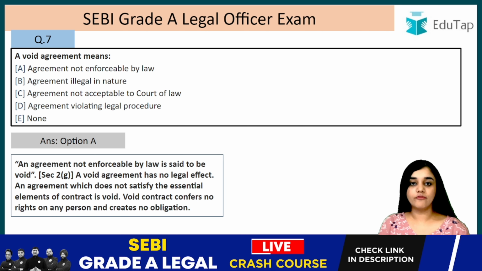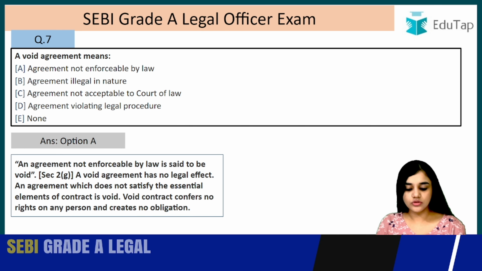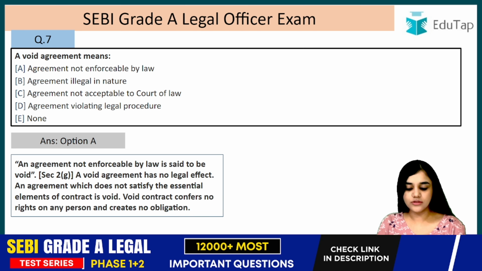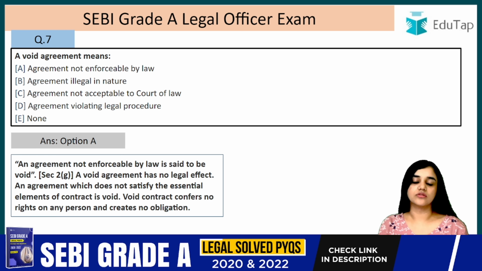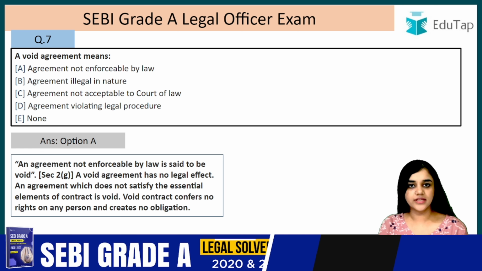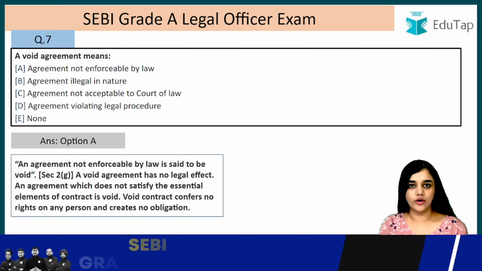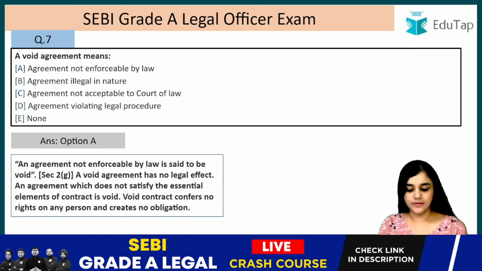Void means that it will have no legal effect. An agreement which does not satisfy the essential elements of the contract is void. So the essential elements have been given in section 10. If the contract is not in accordance with section 10, then it is a void contract. A void contract confers no rights on any person and creates no obligation. So no rights are created, no obligations are created on any person in case of a void contract. So void contracts are defined in section 2(g) of this Act.